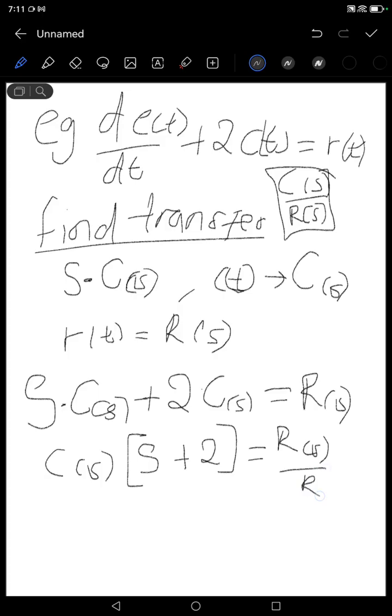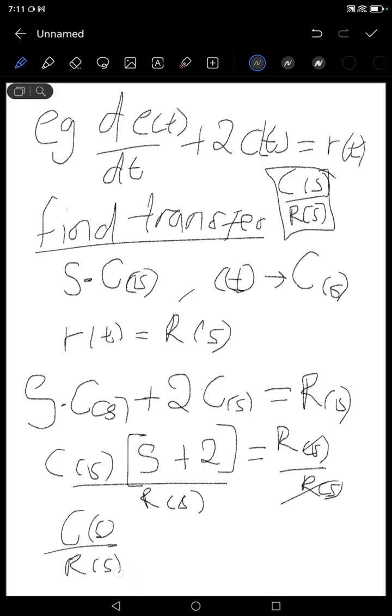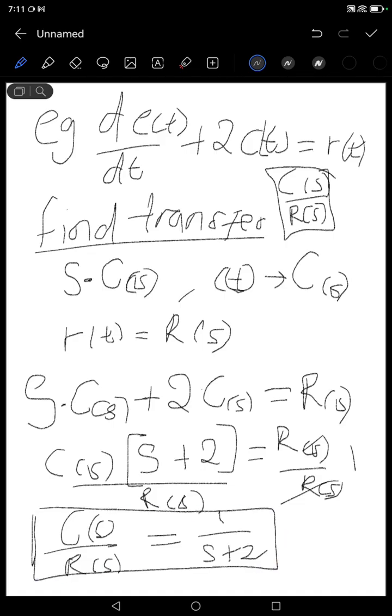So when we divide both sides by R, we're gonna have something like this. Then this one and this one are gonna cancel, and then we're gonna be left with 1. So this side we're gonna be left with C(s) over R(s), which equals this, s plus 2. Remember here we are left with 1, so it's going to be 1 over what? s plus 2. So this is how we determine the transfer function.